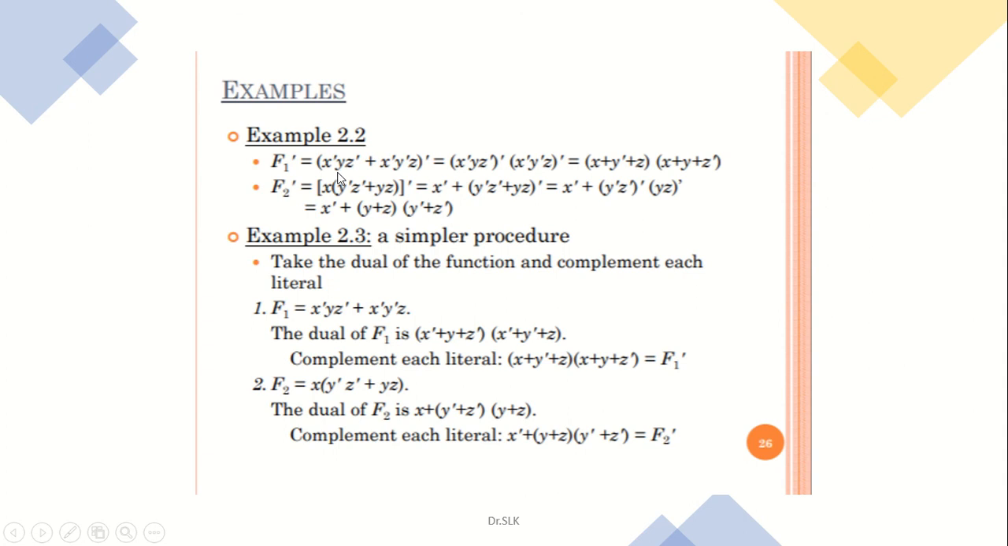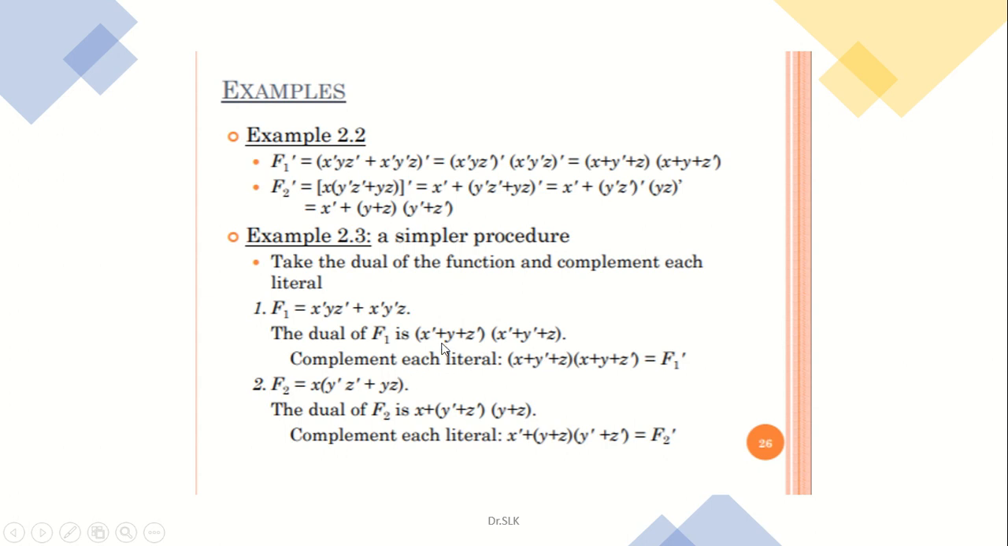You take the function f1 as x dash y z dash plus x dash y dash z, and take the dual function of that. When you take the dual, you have to change the additions into multiplications and the multiplications into additions, as well as ones to zeros and zeros to ones. After taking the dual, now you take the complement.